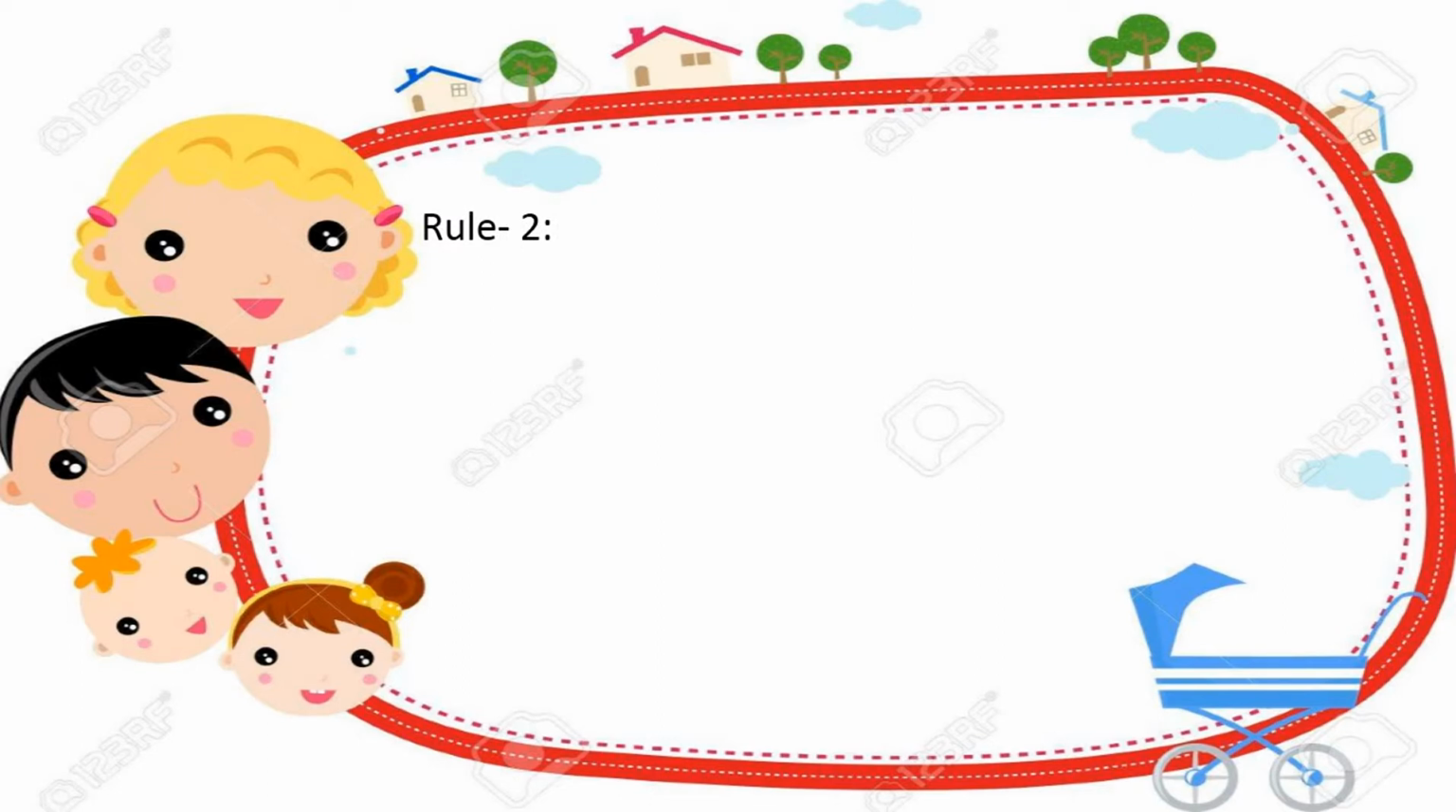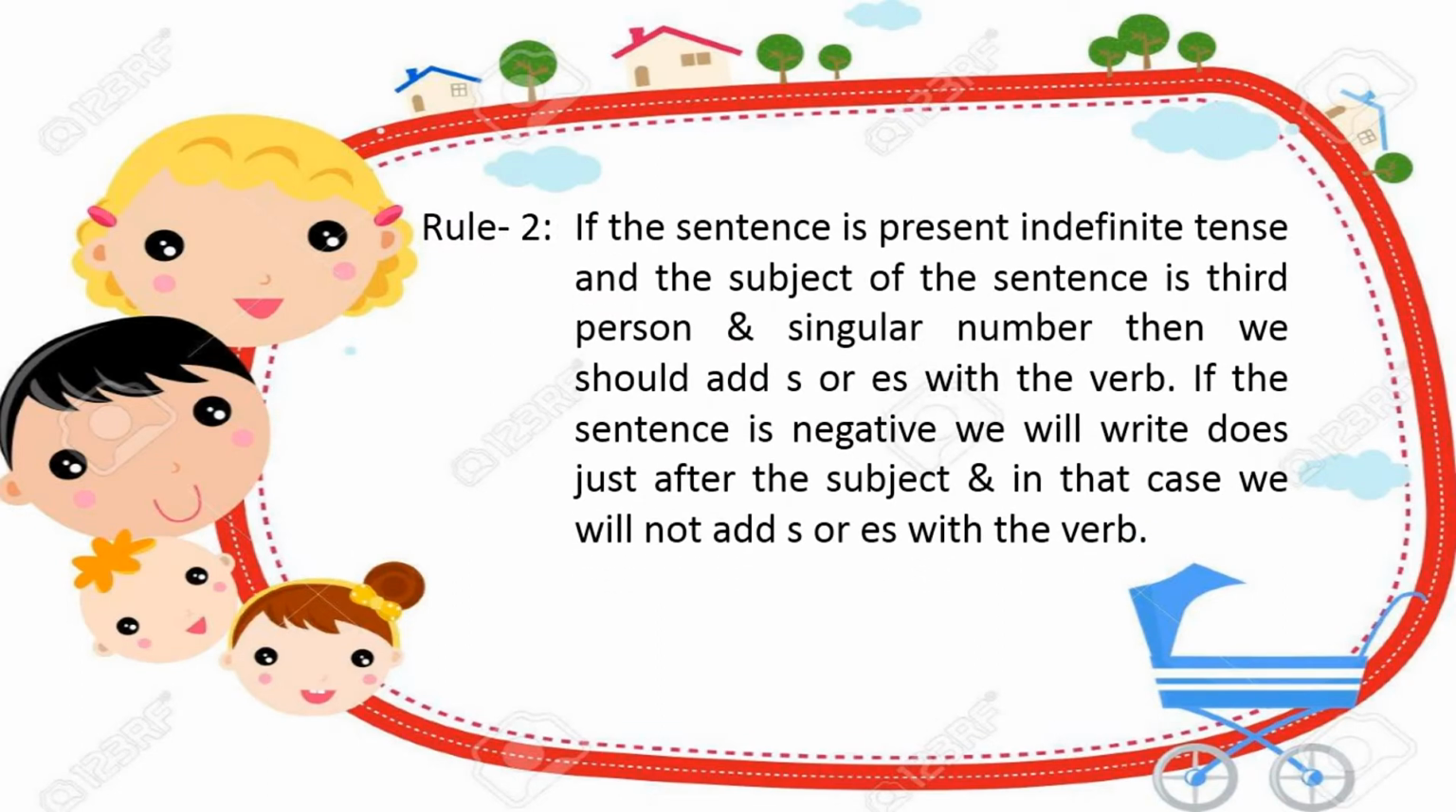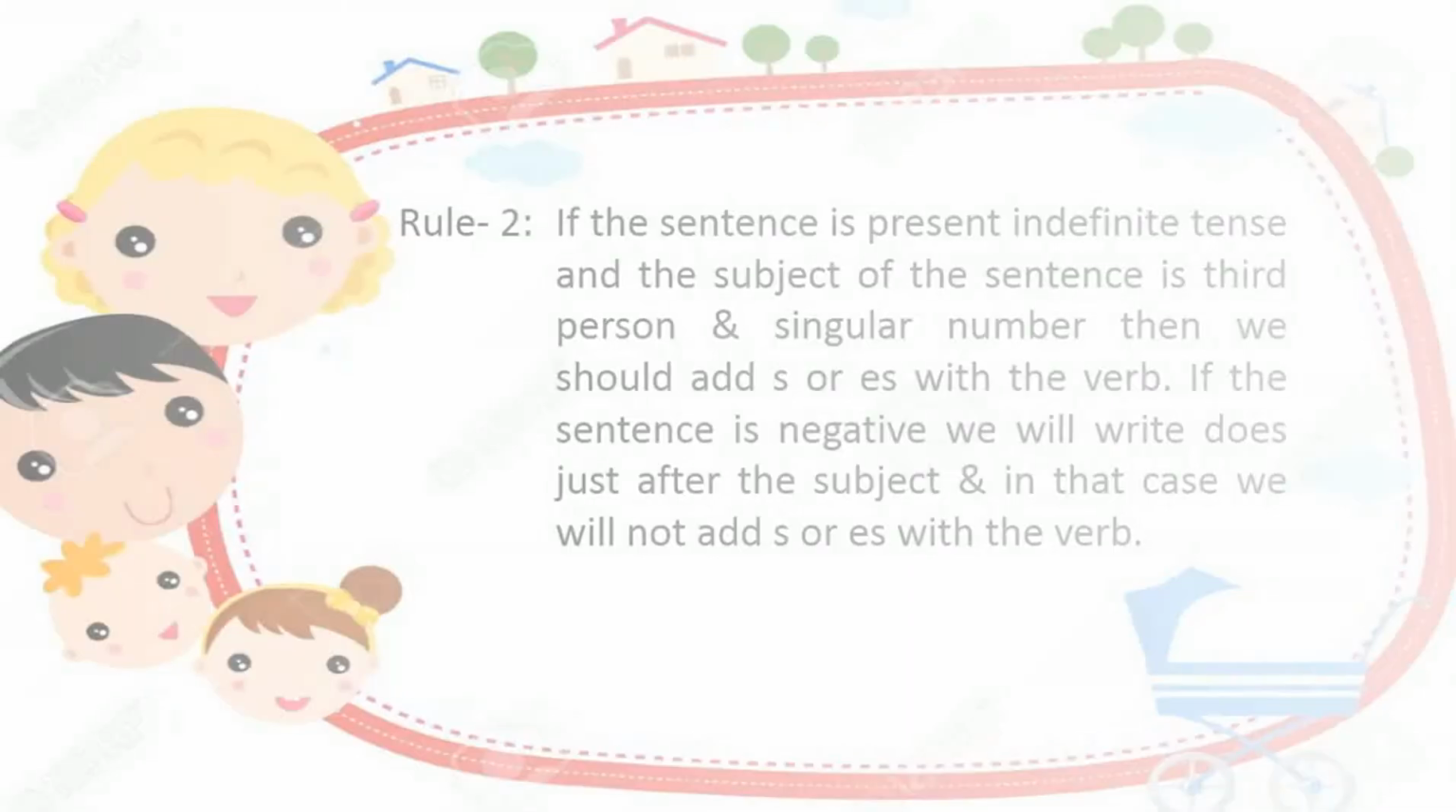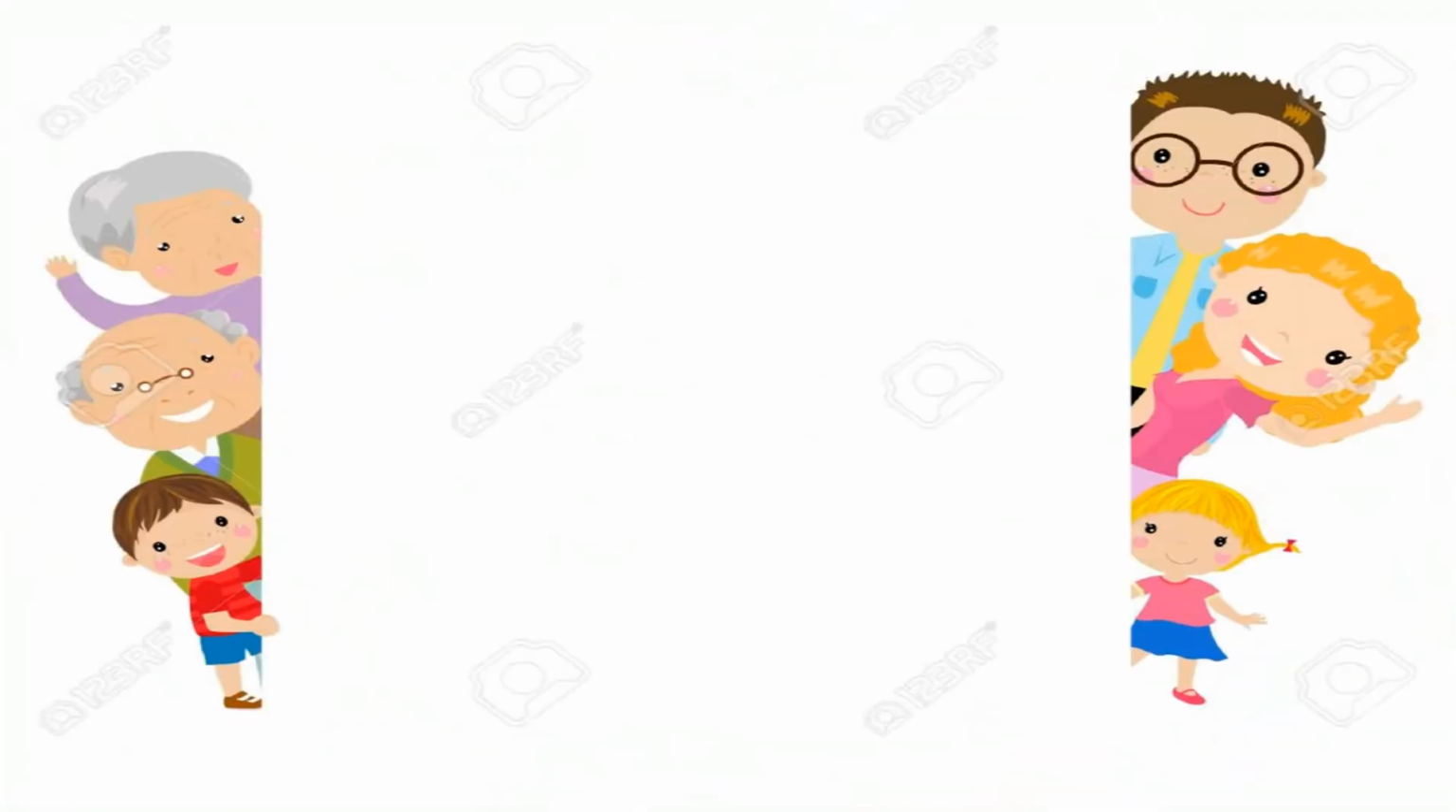Okay, rule 2. If the sentence is present indefinite tense and the subject of the sentence is third person and singular number, then we should add s or es with the verbs. If the sentence is a negative one, we will write does just after the subject, and in that case we will not add s or es with the verb. This is a very easy rule, you know. So let's have the examples.